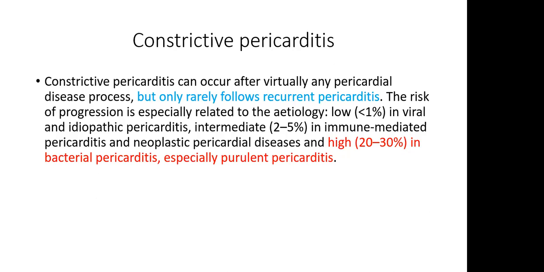So for constrictive pericarditis, it can occur after pericardial disease progression, but only rarely follows recurrent pericarditis. The risk of progression is especially related to the etiology. So for viral etiology, it's less than 1%, and in the intermediate, it is 2 to 5% in immune-mediated pericarditis. However, it's said to be high in patients who have bacterial pericarditis. They have a higher risk of coming down with constrictive pericarditis.